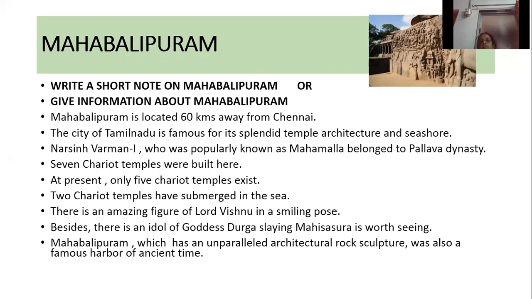So which figures can we find in Mahabalipuram? Lord Vishnu in a smiling pose. Second, Goddess Durga slaying Mahishasura. Mahabalipuram was also known as a cave temple, and it was famous for its rock-cut architecture. They cut the rocks and made this temple, and it is unparalleled architectural rock sculpture. In ancient times, it was a famous harbor.